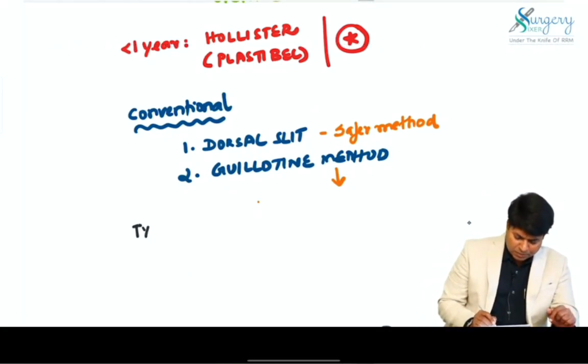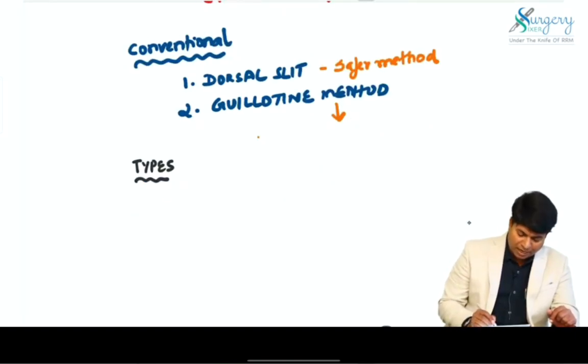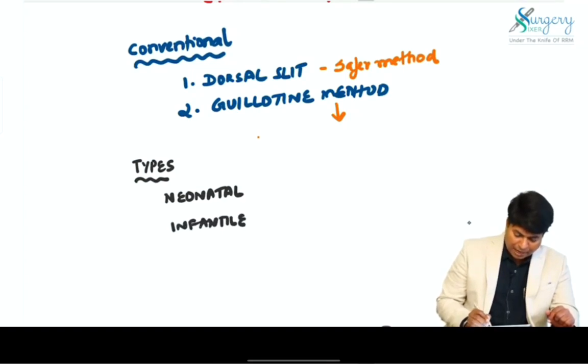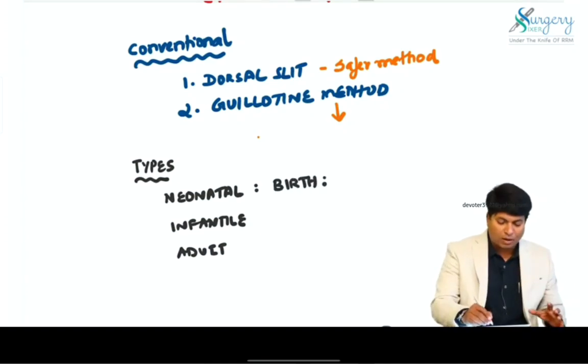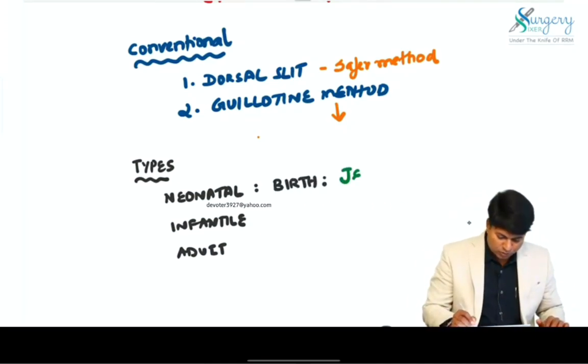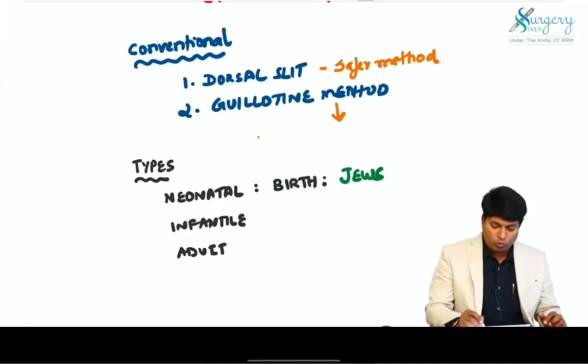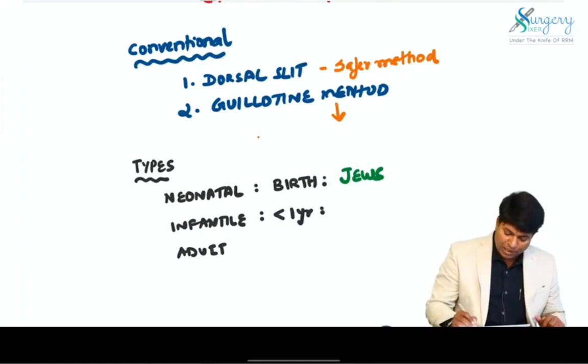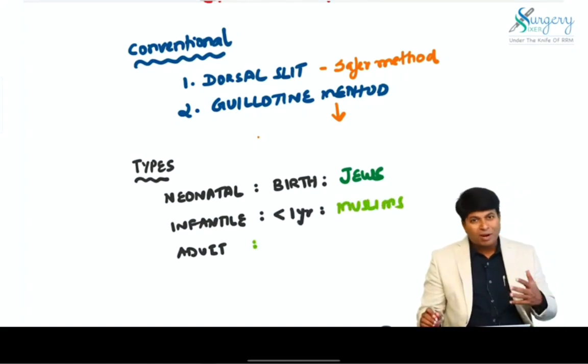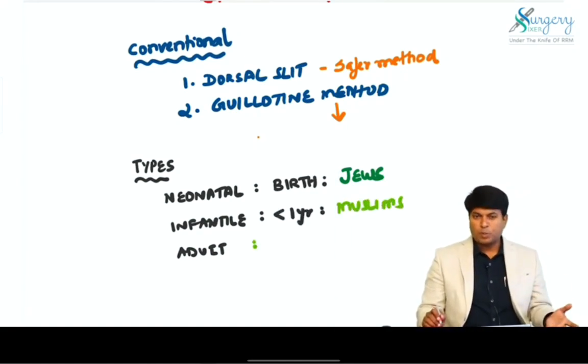There are now types of circumcision. Types of circumcision can be neonatal circumcision, infantile circumcision, adult circumcision. Neonatal means at birth. Circumcision is done at birth due to religious background. Which religion does circumcision at birth? Jews. Infantile circumcision, within 1 year. Who does circumcision in less than 1 year? Usually done by Muslims. Many people voluntarily go for circumcision in the prepubertal or postpubertal or adult age. That is adult circumcision.